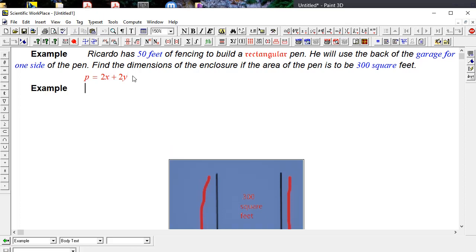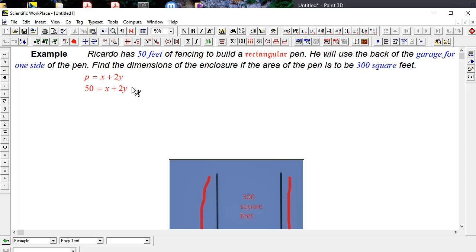Good. So in my case, the perimeter given, which is 50, is equal to 2x plus 2y, but one of these x's is missing, which is the garage side here. So no need to put two x's, just one x is enough. So I will reformat this formula to be x plus 2y. So here x plus 2y. This is my first equation.